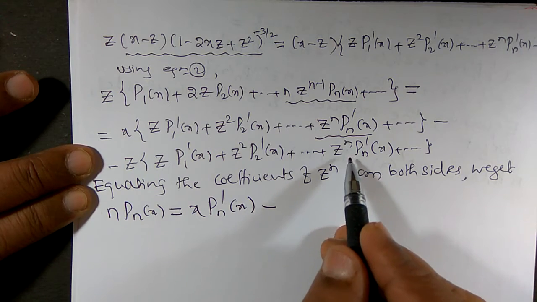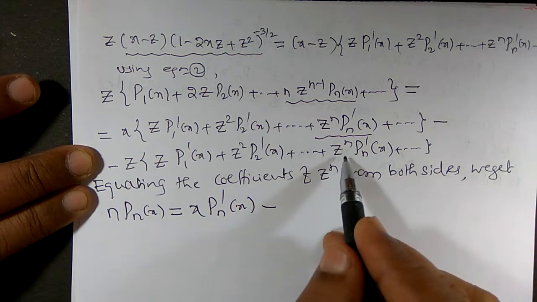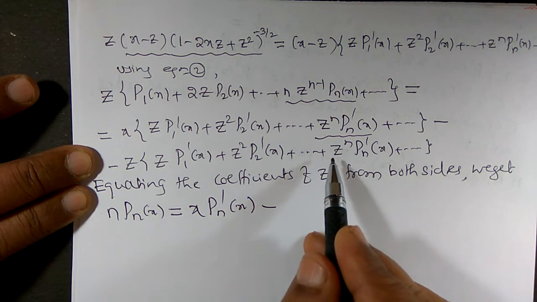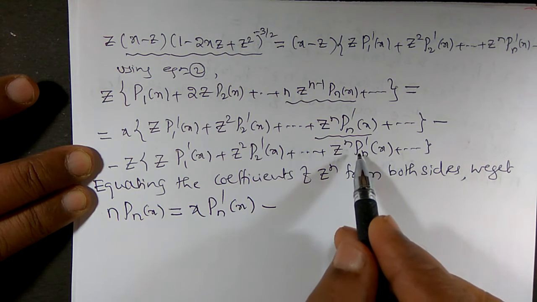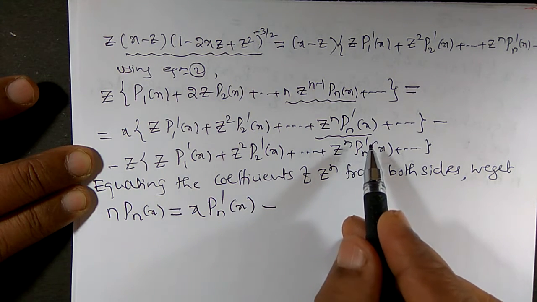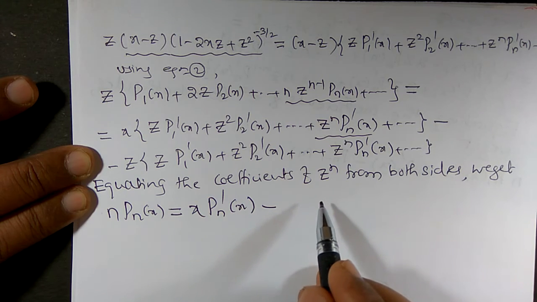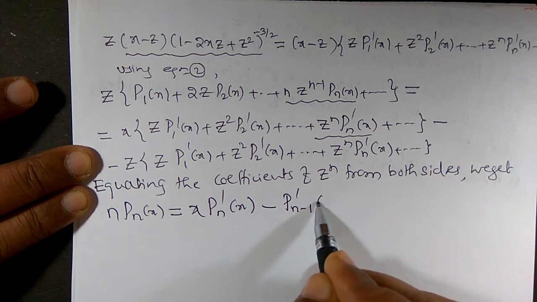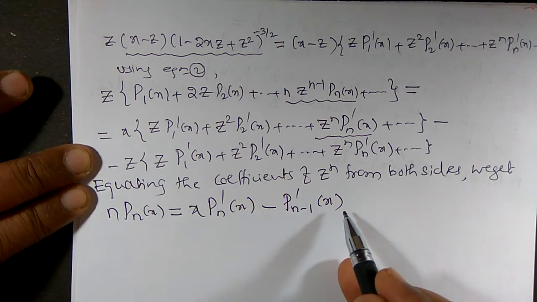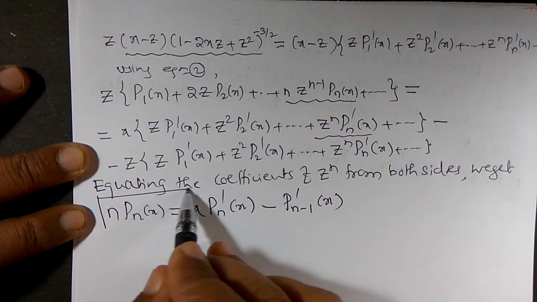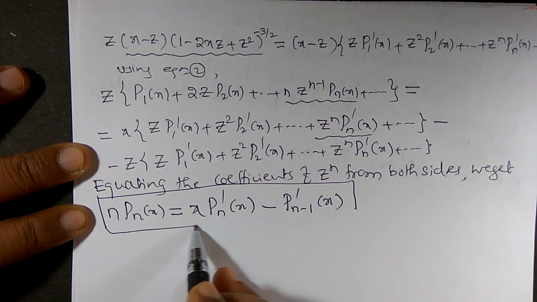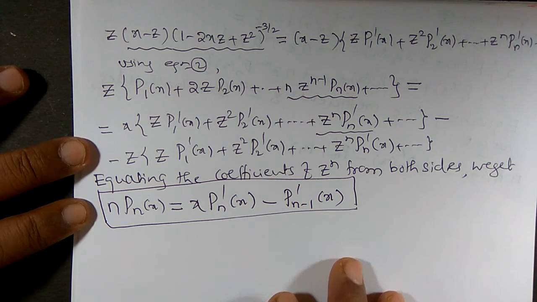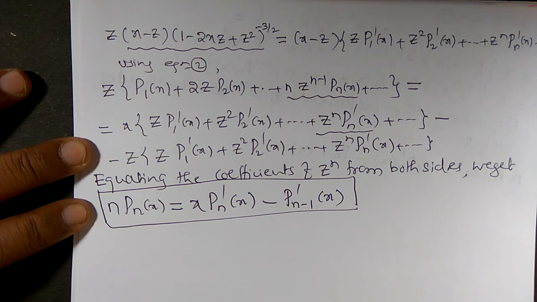When I multiply this term, z raised to n into z means z raised to n plus 1. So that's why I want to multiply z into its previous term. What is its previous term? z raised to n minus 1 P suffix n minus 1 prime of x. That is the coefficient of z raised to n. Okay, now I am going to write P suffix n minus 1 prime of x. I hope this is the required equation that we want to prove. So this is another recurrence relation for the Legendre polynomial Pn(x). Thank you.